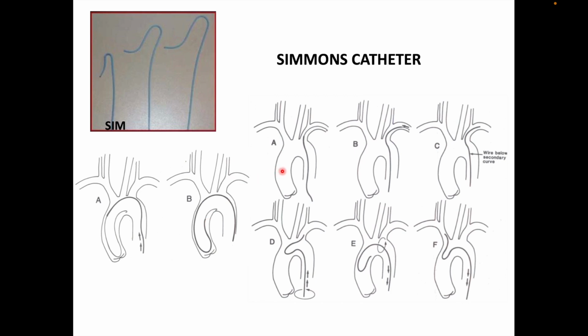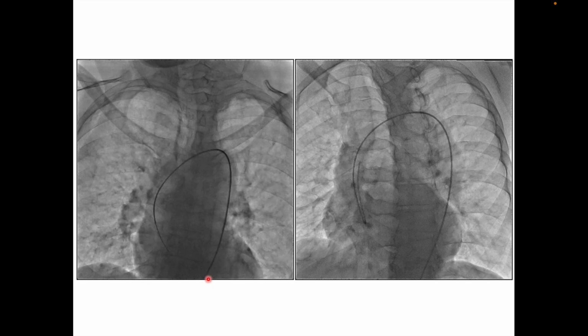The other way to do it is, if your wire goes into the left subclavian artery, no problem. Follow it with your SIM catheter. Once it reaches this level, you bring your wire down into the descending aorta, keep your wire here, and now all you have to do is push the catheter. Once you push the catheter with the wire here, the catheter is going to prolapse back like this and will automatically take the shape. Now you can twist it and give it any direction that you want. So these are two ways of shaping the SIM catheter.